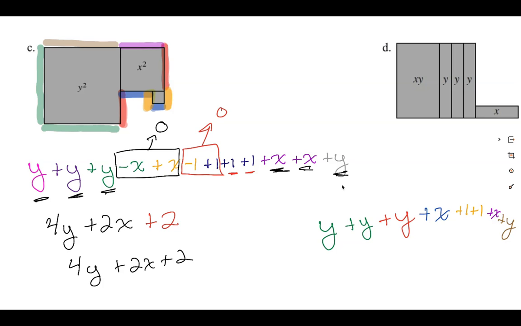And then when I go to add these together, I don't have to worry about subtraction at all, but I've got 1, 2, 3, 4 y's. And then I've got 2 x's and 2 ones to make 2. So I get the same answer both ways. And I wanted to show you how I was combining those things. And so this is the correct perimeter for that.